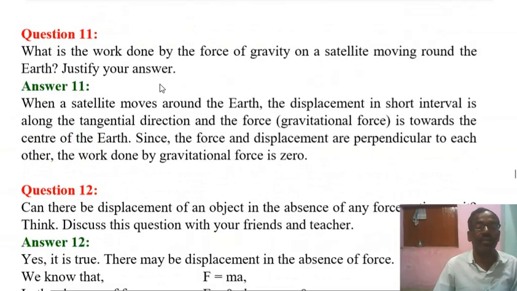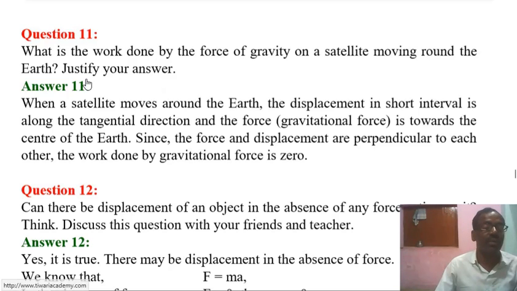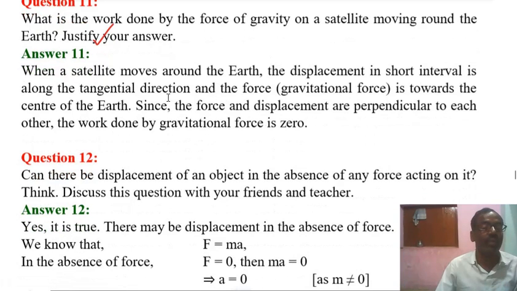What is the work done by the force of gravity on a satellite moving around the earth? Justify your answer. When a satellite moves around the earth, the displacement in a short interval is along the tangential direction, and the gravitational force is towards the center of the earth. Since the force and displacement are perpendicular to each other, the work done by gravitational force is zero.